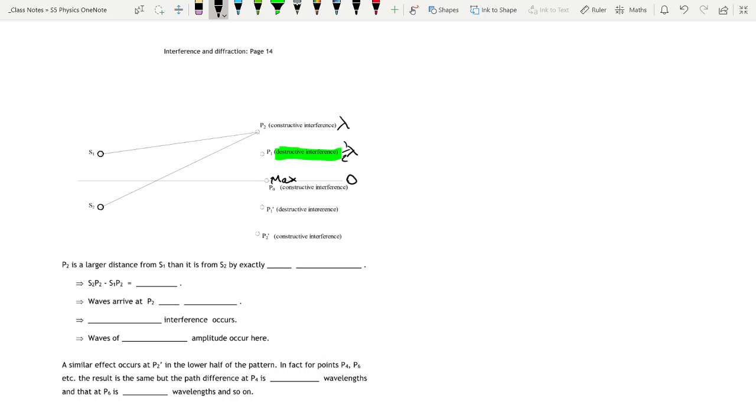So that is one full wavelength difference. So we'd have a crest meeting a crest again. They'd be in phase, and you'd have constructive interference. And it would keep going along. So the next one would be 1.5 wavelengths different. Then it would be 2 wavelengths difference. And the same happens down the way as well. So for destructive interference, that would be a half a wavelength difference. It'd just be S1 to P would be traveling further than S2 to P, and that would be one full wavelength difference.